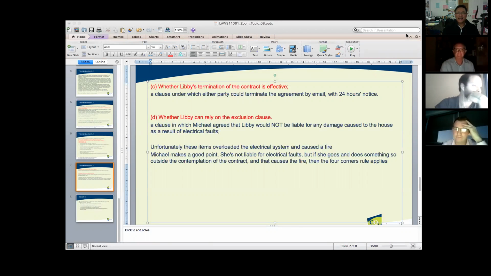So the question is, what exactly is an electrical fault? The answer is that, I think, is an ambiguous phrase. What is an electrical fault? That is ambiguous. And because that term is ambiguous, it requires us, therefore, to apply the rules of contract construction. So we need to construct what that term means here. Now, the next question is, what rule do we apply to determine whether or not Libby can rely on the exclusion clause?